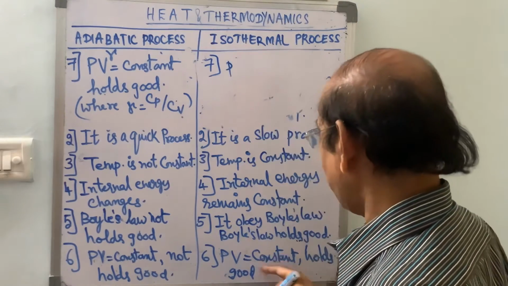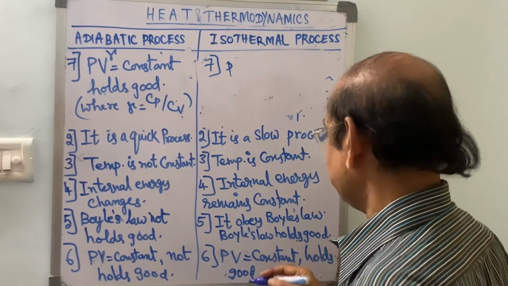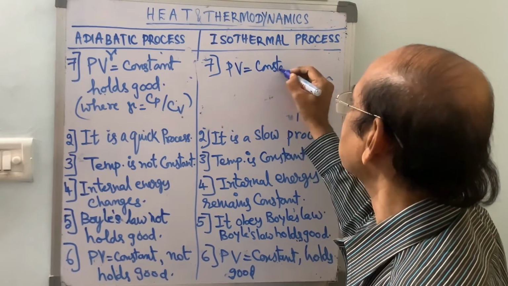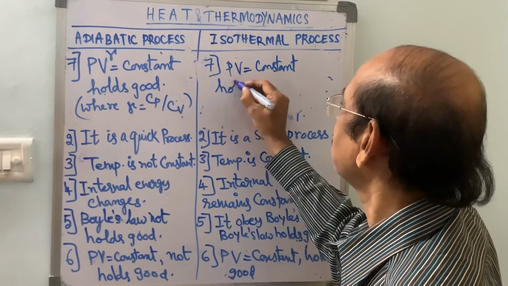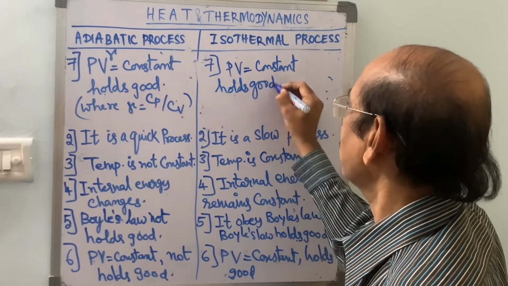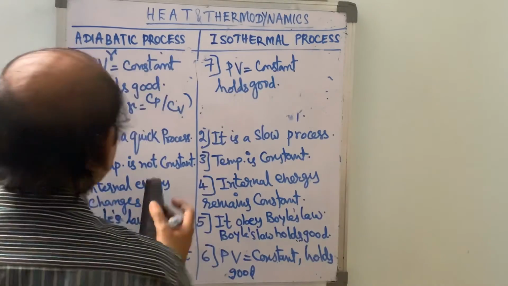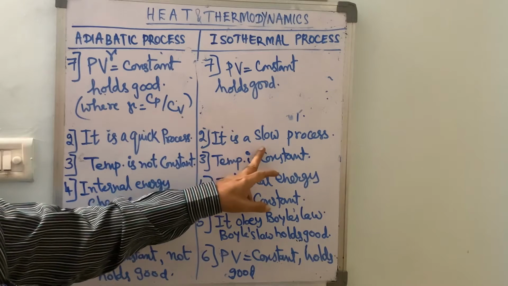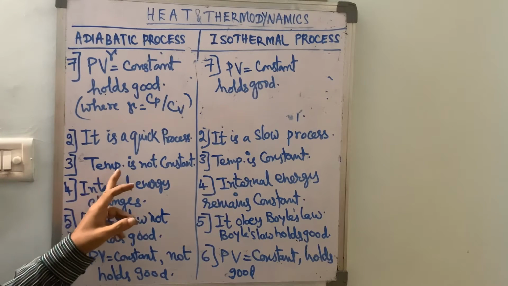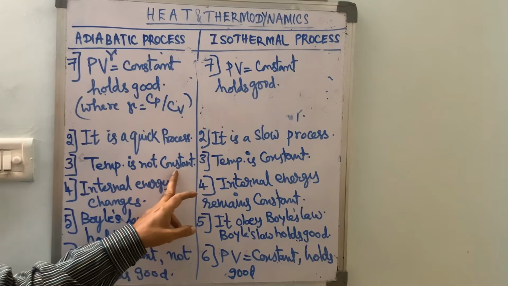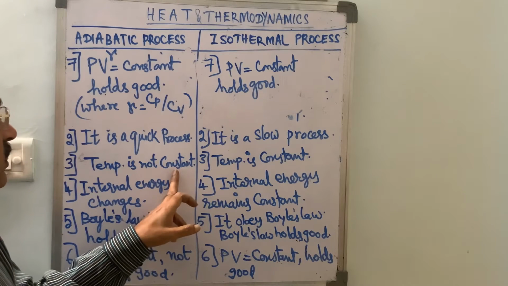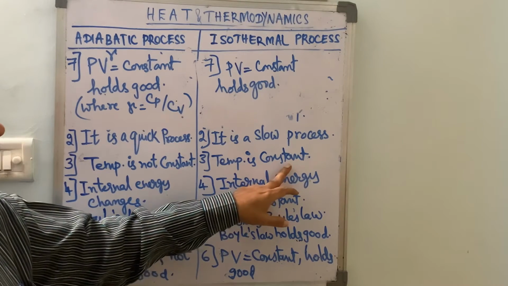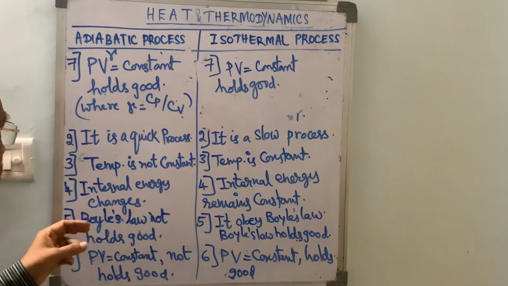Here PV equal to constant, Boyle's law holds good. So adiabatic process is a quick process. Isothermal process is a slow process. In adiabatic process, temperature is not constant, and pressure and volume also change along with the temperature. But in isothermal process, temperature is constant, but only pressure and volume change.